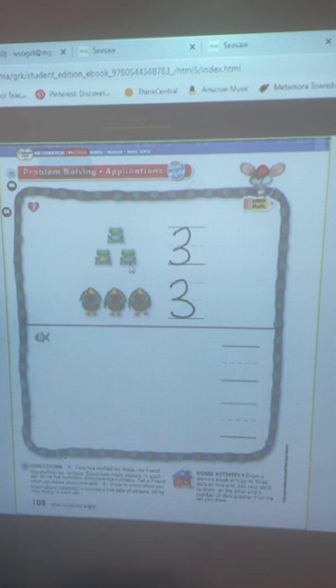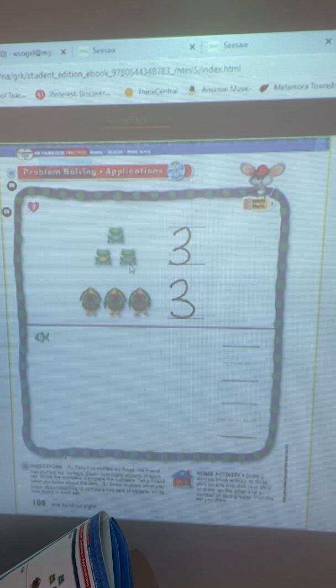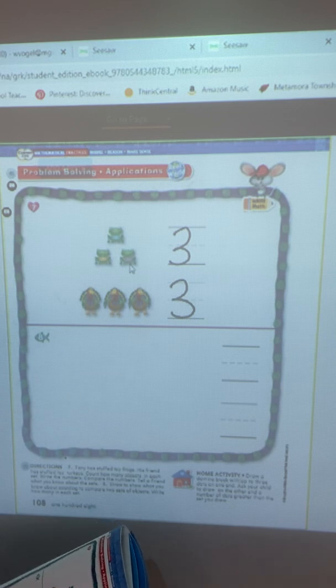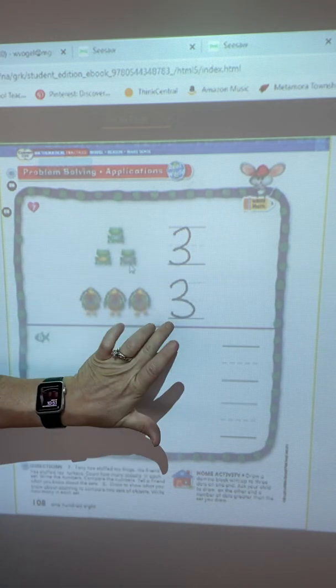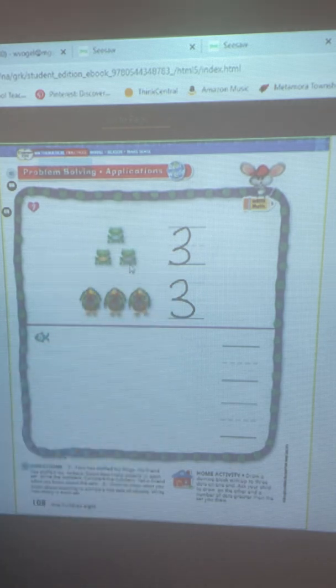Let me read to you what the story says at the bottom. Tony has stuffed toy frogs. His friend has stuffed toy turkeys. Count how many objects in each set and write the number, and then compare the numbers, and you need to tell somebody about them. What do you know about the number 3 and the number 3? They are the same. They are the same, or they are equal. They are equal. They are the same.